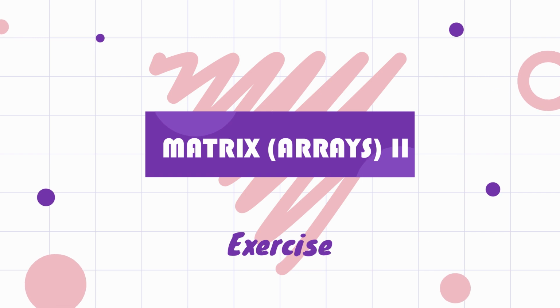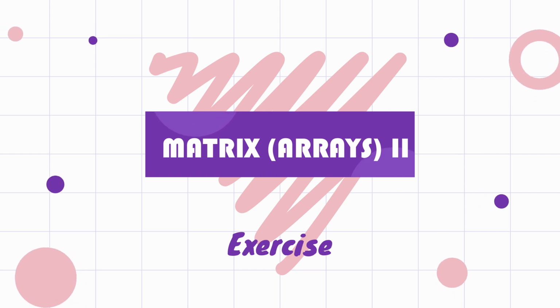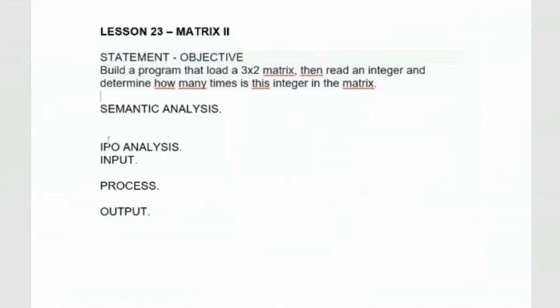Okay? So let's see a second example. The statement. Build a program that loads a 3 by 2 matrix, then read an integer and determine how many times this integer is in the matrix. So, the semantic analysis.